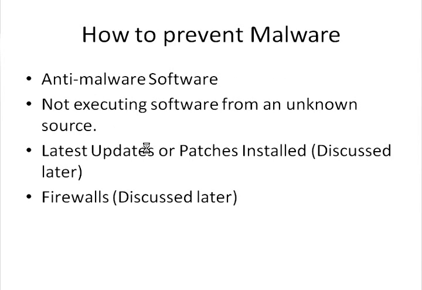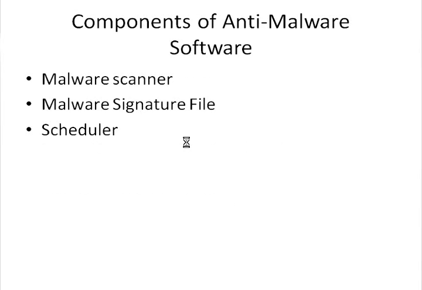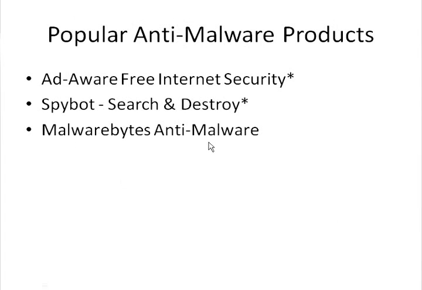How can you prevent malware? Well, anti-malware software can actually detect and remove any kind of malware. Not executing software from an unknown source, having the latest update or patches installed, or having a firewall. What are some of the components of anti-malware? Well, they're very similar to antivirus. There's a scanner, there's a signature file, and usually a scheduler.